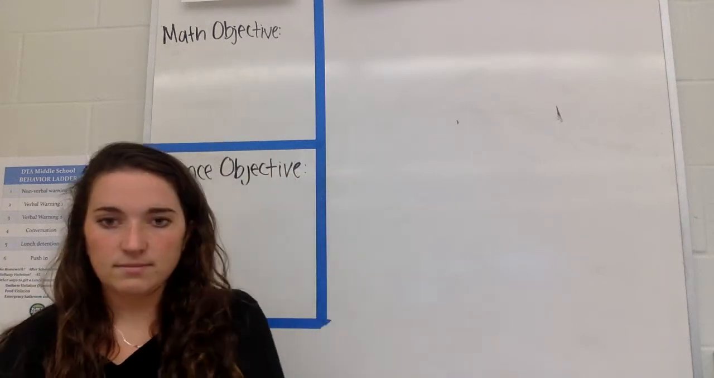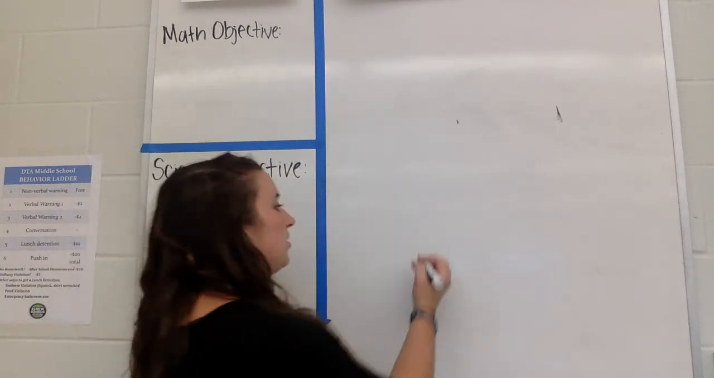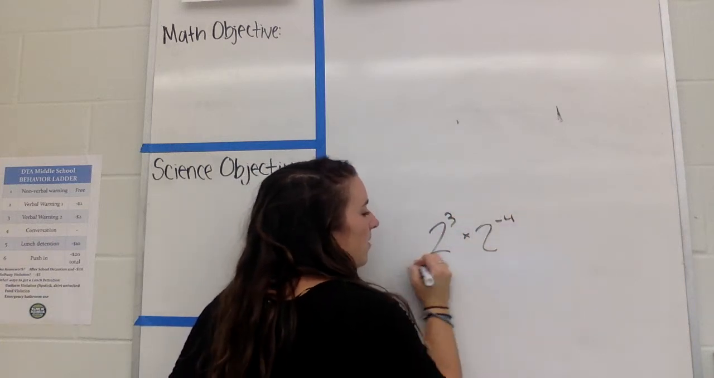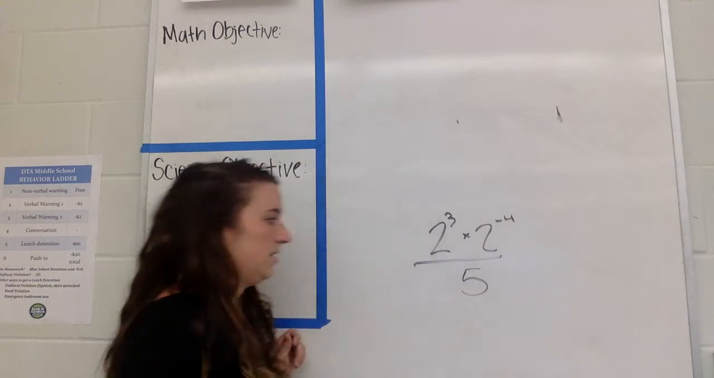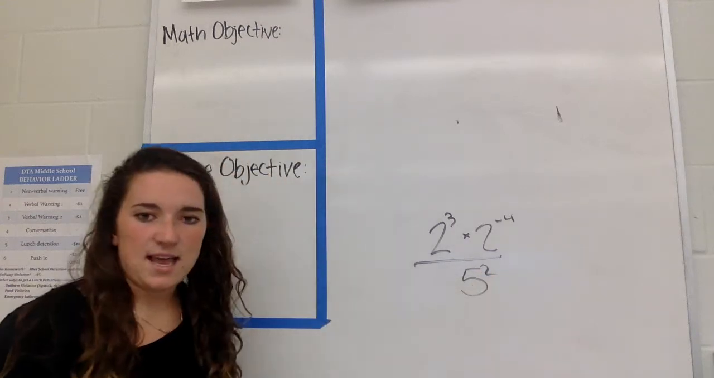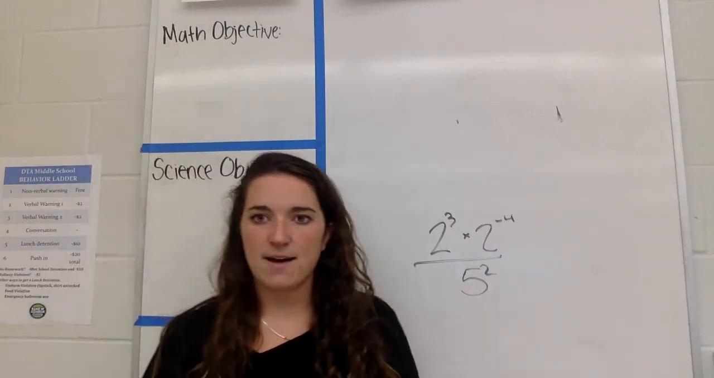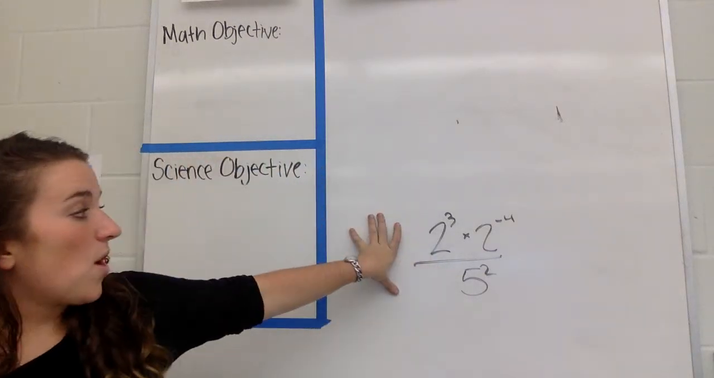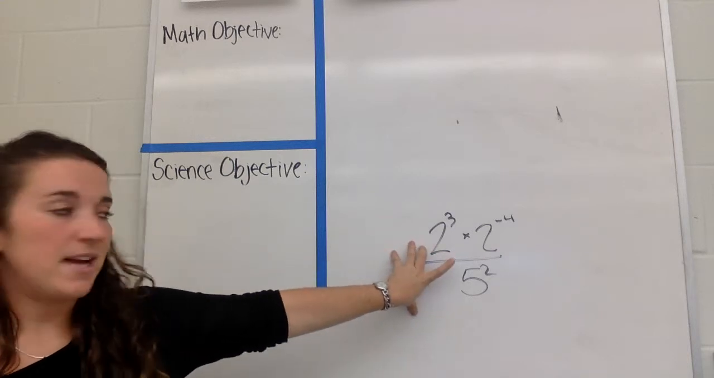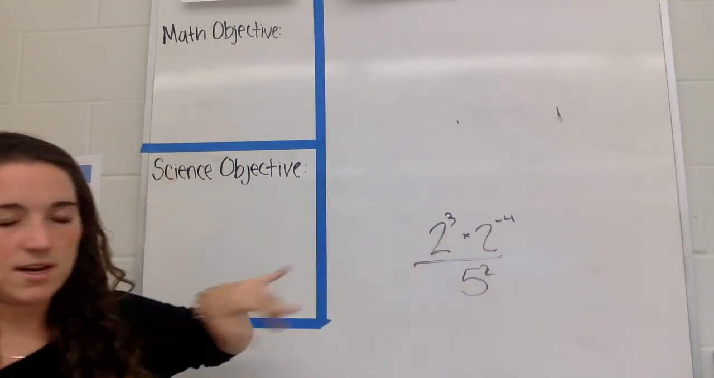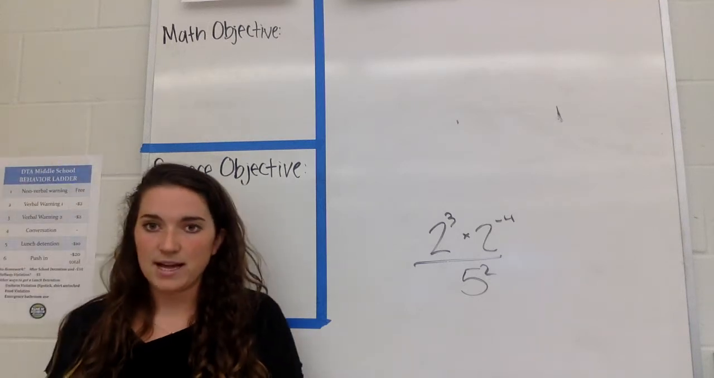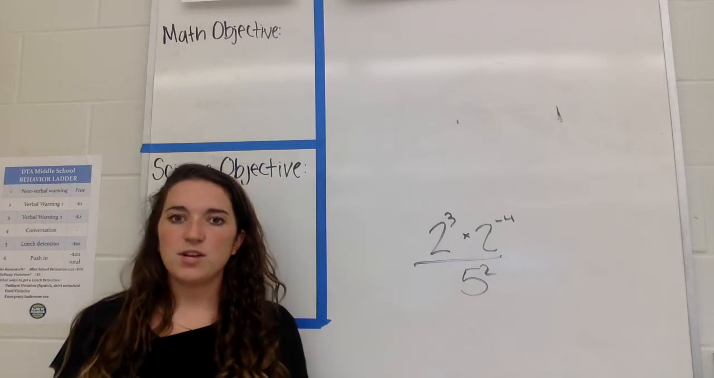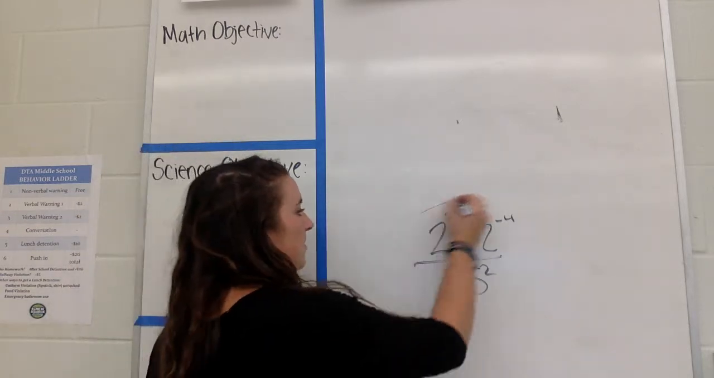All right, last problem. I have 2 cubed times 2 to the negative 4th power over 5 squared. Are all of my bases the same? No. What bases do I have? Right, I have 2 and 5. So I can combine my terms with the base 2. In order to combine these terms, what operation will I use? What rule will I use? Right, I'm going to use the product rule because I'm multiplying.